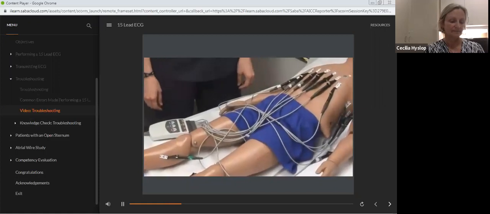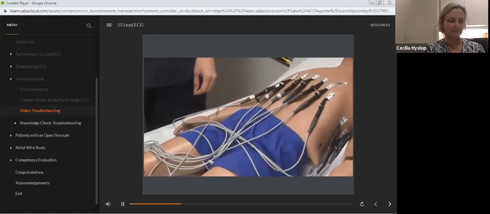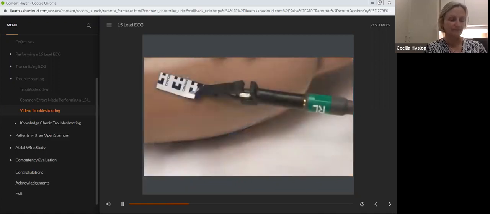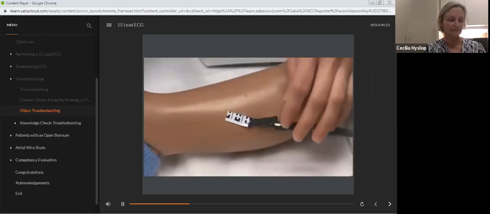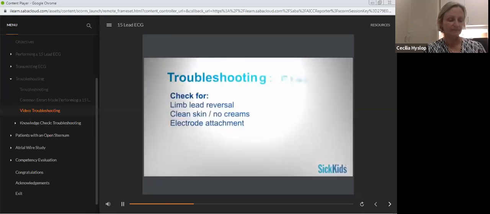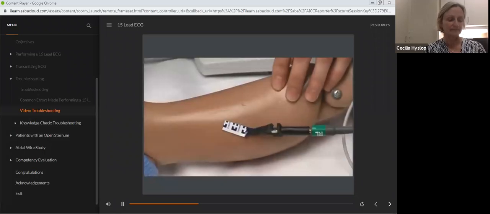If you're seeing a flat line on any other lead, you need to be looking, first of all, at the electrode. Ensure at the spot of the electrode that the skin isn't very creamy, or that the electrode doesn't seem poorly attached. If so, you will need to remove the electrode, clean the area with alcohol, and then attach a new electrode. If that doesn't solve the problem, the next thing to check is the clip.